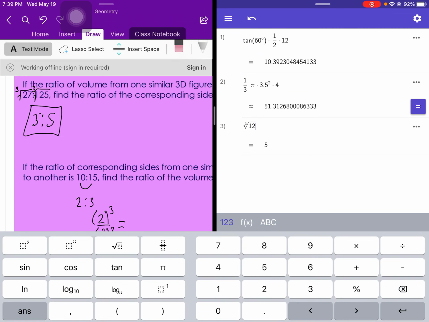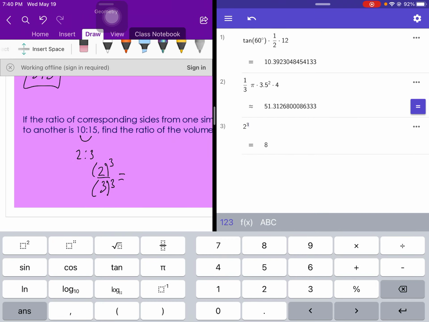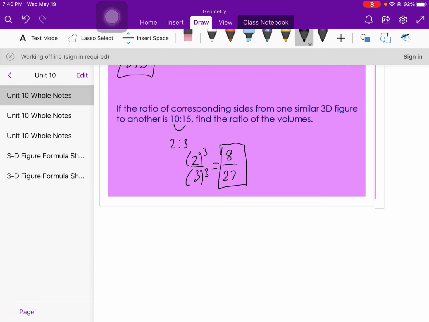And I can show you how to type this out as well. So when you're cubing, hit 2, and then if you hover over right next to the square, there's this exponent with just a blank square. Then type in 3. That's how you can get that part. We would get 8 over, and then let's type in 3 cubed. And that comes out to 27. So this is the ratio of the volumes. Okay.